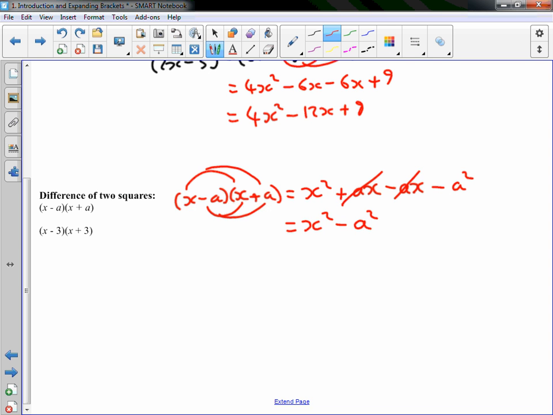So looking at a numerical example then, I have x minus 3, x plus 3. I could go through and draw on my lines. However, I know, from looking at my generalized example, I'm going to end up with x squared, take away a squared at the end. So have a quick go at that. Pause this. Assume you've done that. Let's look to see if you're right. I'm going to have x squared minus 9.